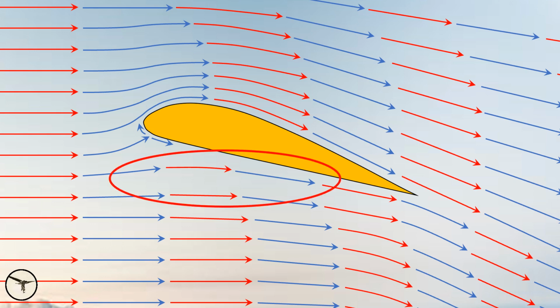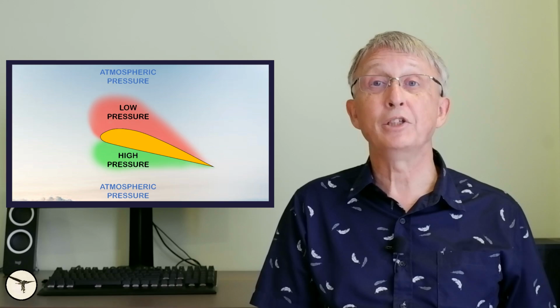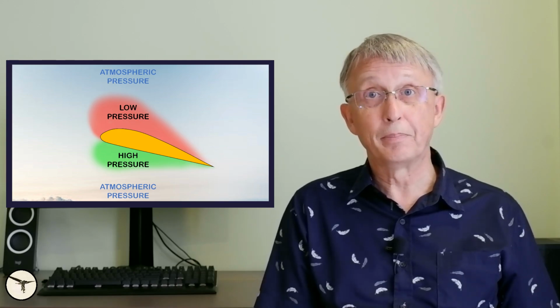Under the wing, we also have a curved path. Again, the higher pressure is on the convex side and the lower pressure on the concave side. The result is high pressure under the wing and low pressure over the wing. And this pressure difference is lift.